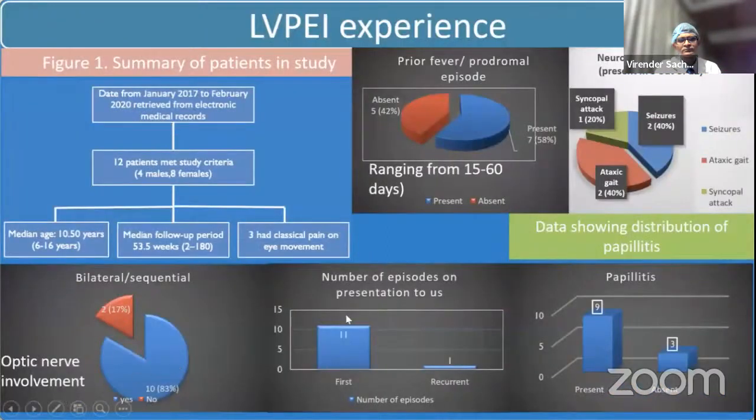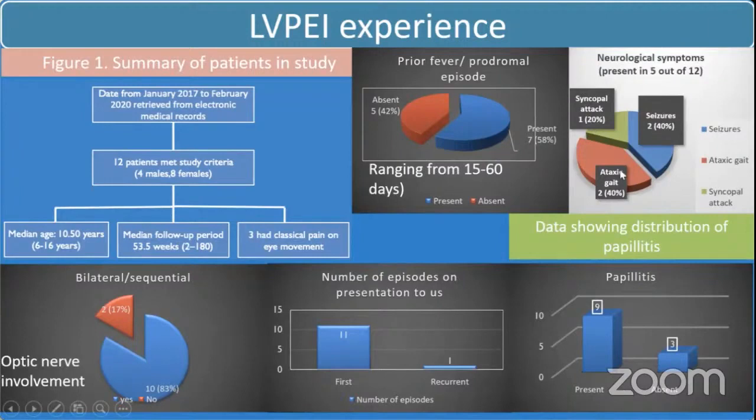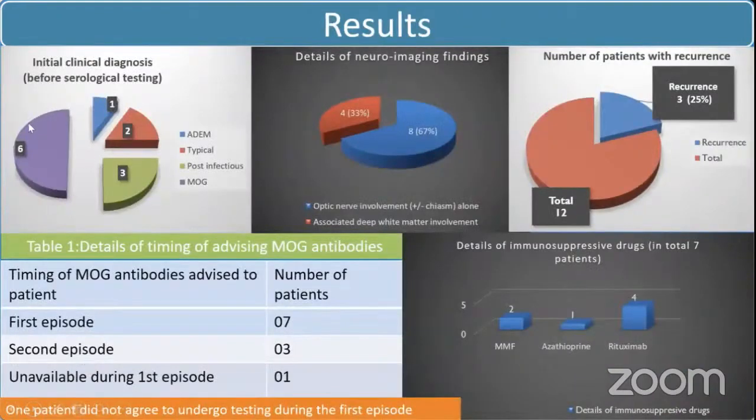In our limited experience from LVPEI, we noted that prior fever or prodromal episode was noted in nearly 50% of patients. A little less than 50% of patients had new onset neurological symptoms such as seizures, ataxic gait, or syncopal episode. Majority of these patients tended to have papillitis and had a bilateral presentation. In the presentation, we suspected MOG-associated optic neuritis due to the prior mentioned features in nearly 50% of patients. And neuroimaging findings gave us other clues such as associated deep white matter involvement or large multifocal lesions in only 1/3 of the patients.